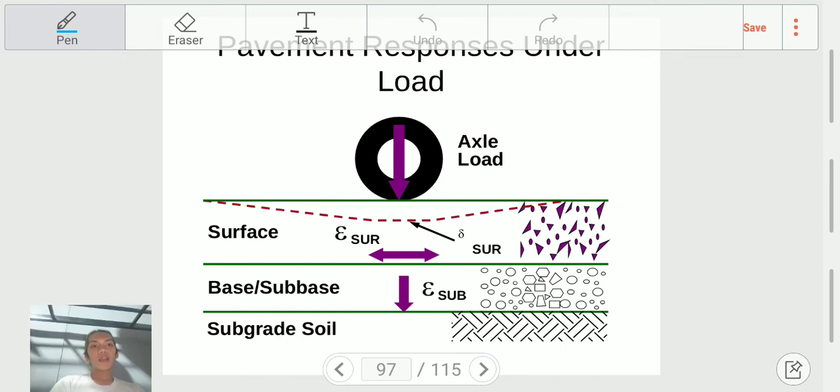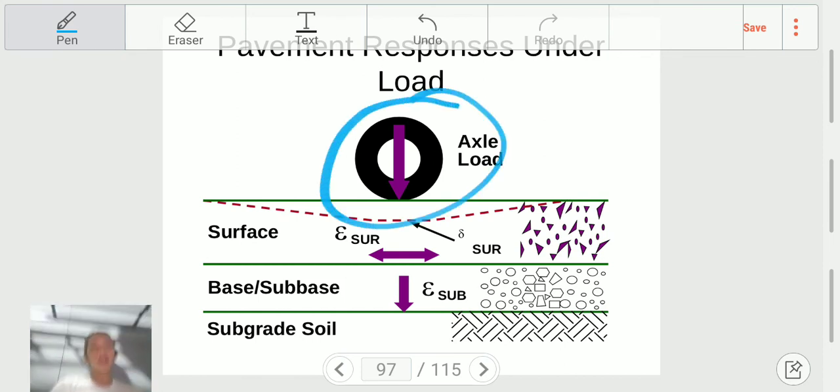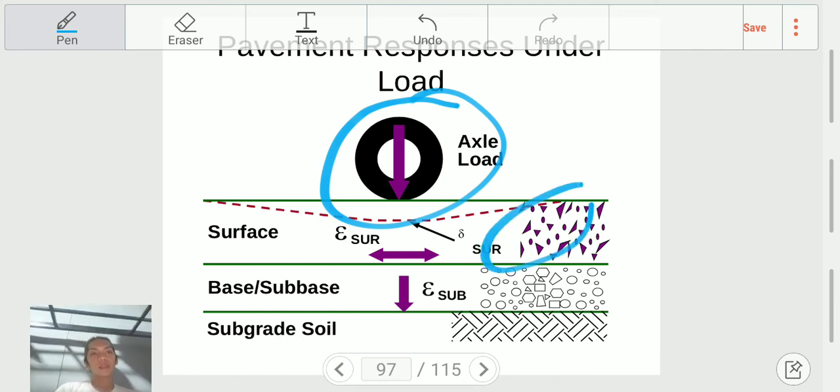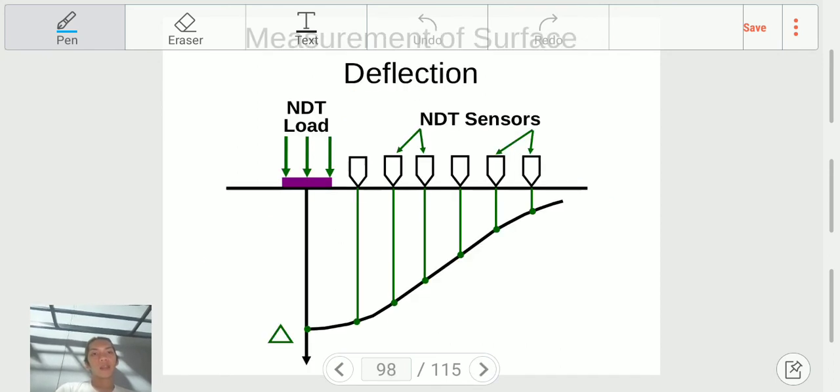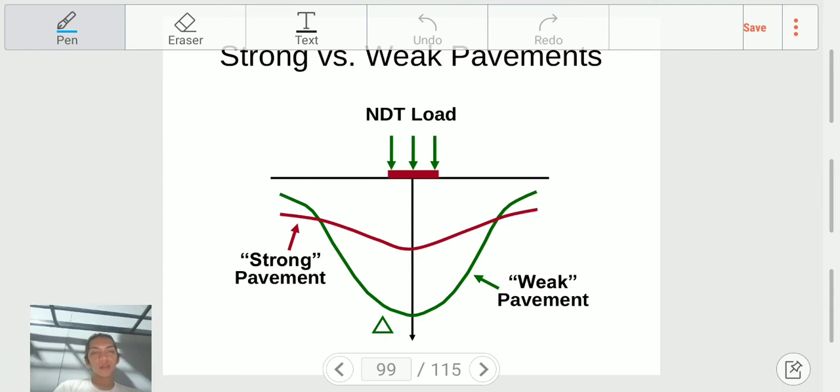Pavement responses under load. So here is our wheel, again axle load. So surface we have is asphalt, base, subbase here, and a subgrade soil. Deflection for measurement of surface. The NDT load. So here the NDT sensors. We have sensors for testing our highway, strong versus weak pavements.